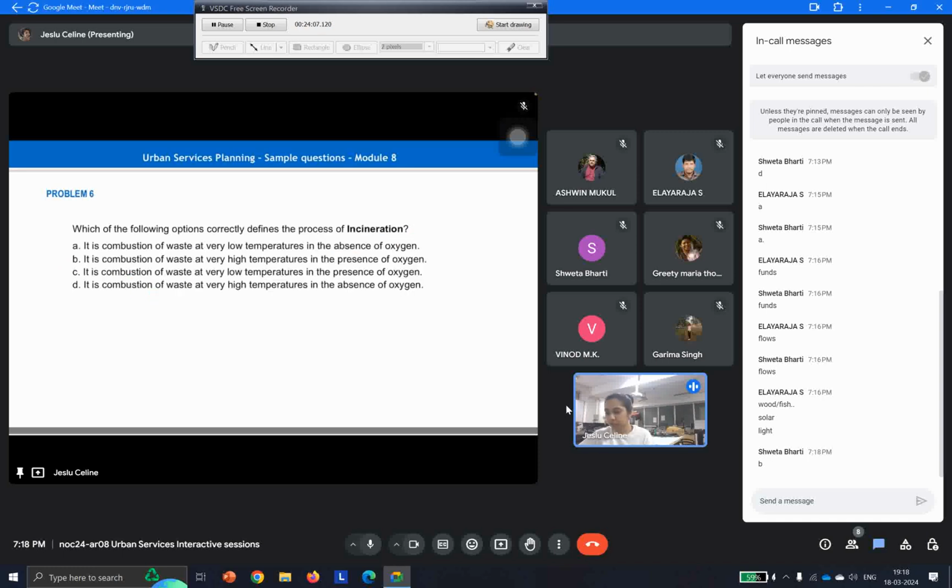Very good. Let's proceed on to the next question. Which of the following options correctly defines the process of incineration? A, it is combustion of waste at very low temperatures in the absence of oxygen. B, it is combustion of waste at very high temperatures in the presence of oxygen. C, it is combustion of waste at very low temperatures in the presence of oxygen. And D, it is combustion of waste at very high temperatures in the absence of oxygen. So all of you say B. The keywords are that it is in the presence of oxygen and at very high temperature. So that works out to option B. Very good. So B is the correct answer. Let's proceed on to the next question.